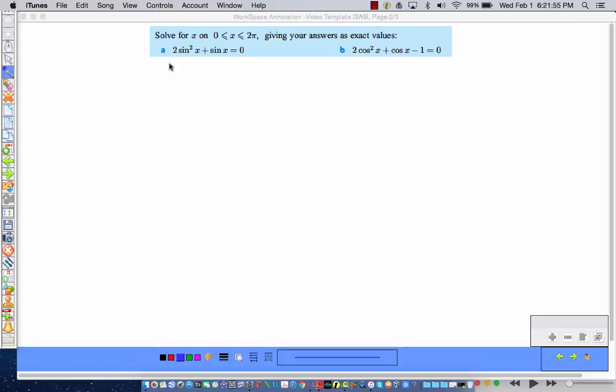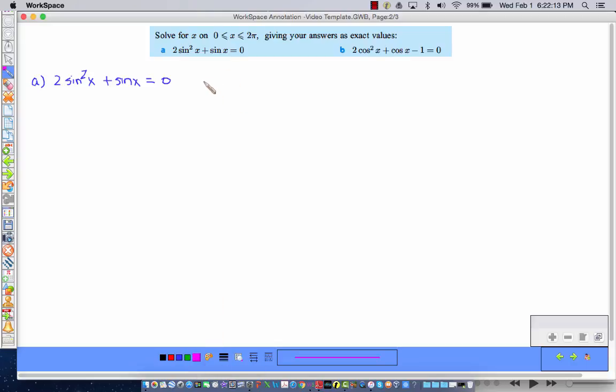So I'm going to rewrite A right here. We have to solve 2 sine squared x plus sine x is equal to 0. Now, if you can't look at that and figure out how to factor it, I suggest you let your favorite variable, I'm going to go with n, let n equal sine of x. Then instead of 2 sine squared x, I have 2n squared plus n equals 0.